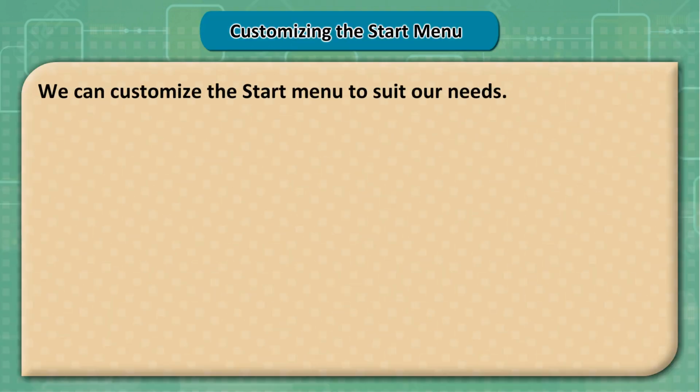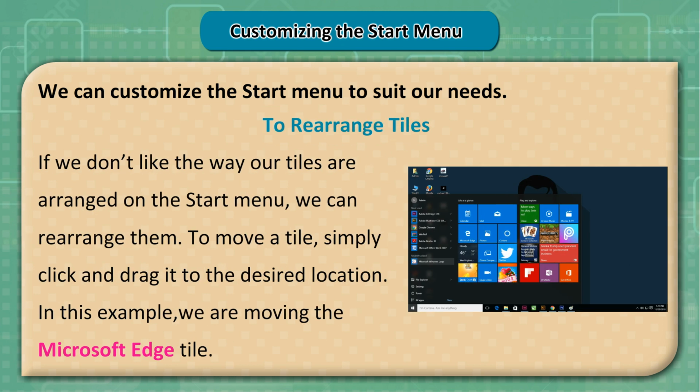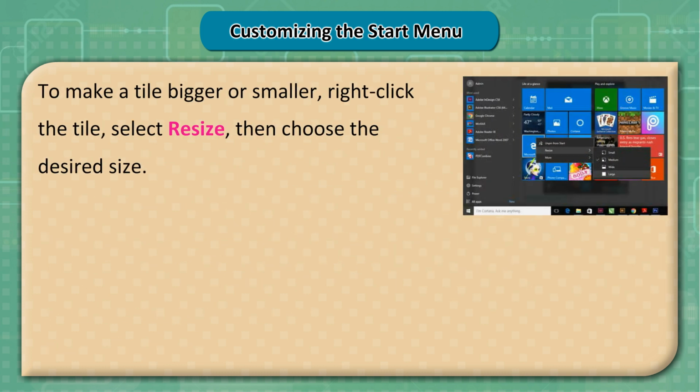Customizing the Start menu. We can customize the Start menu to suit our needs. To rearrange tiles: if we don't like the way our tiles are arranged on the Start menu, we can rearrange them. To move a tile, simply click and drag it to the desired location. In this example, we are moving the Microsoft Edge tile. To make a tile bigger or smaller, right-click the tile, select Resize, then choose the desired size.